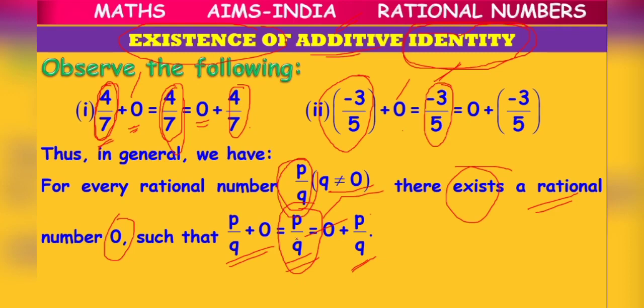So this is called additive identity. Means while adding rational numbers, if we add 0, actually here 0 is also a rational number. Why? Because it can be written as 0 by 1. So for a rational number p by q, there exists another rational number 0 such that p by q plus 0 equals p by q only. This is called the additive identity element. 0 is called the additive identity of rational numbers in terms of addition. Okay children, this is the fourth property.